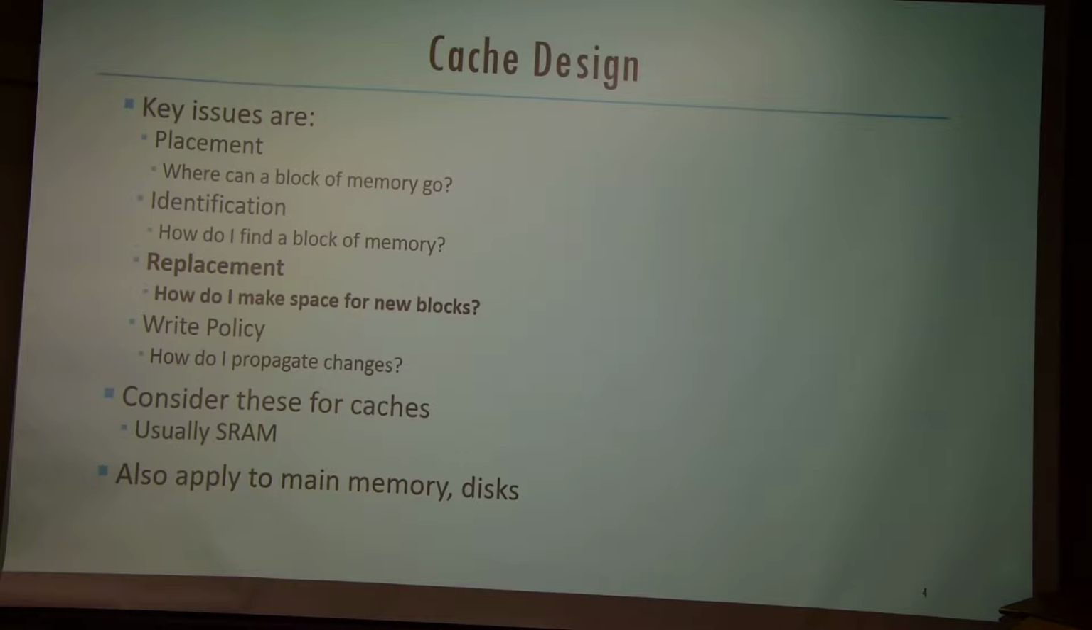So what are we going to talk about with respect to cache design? We're going to talk about placement, so where can a block of memory go? Identification, how do I find a block of memory? And replacement, how do I make space for new blocks? Then you have a write policy, so how do I actually update? We consider these for caches, but clearly you can also apply these kinds of principles to other memory boundaries.